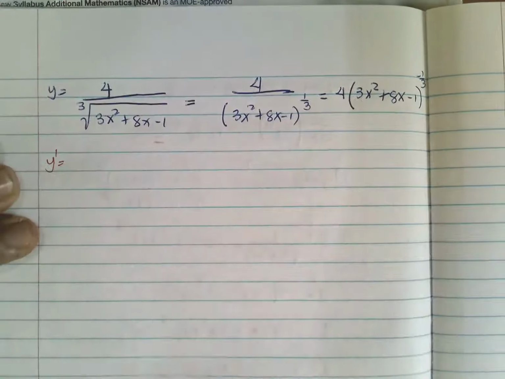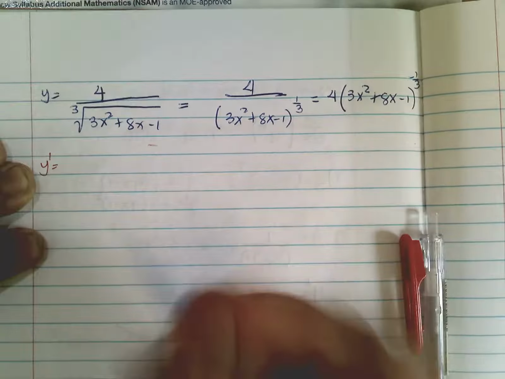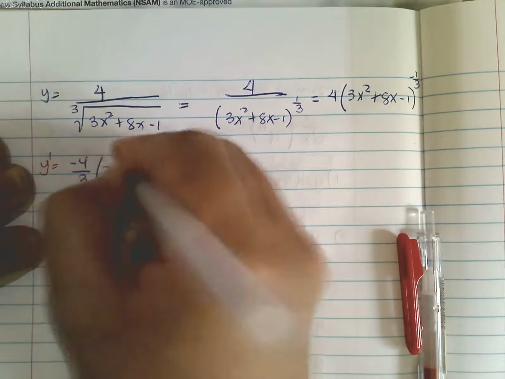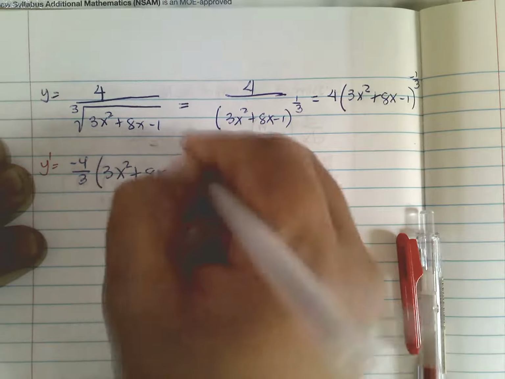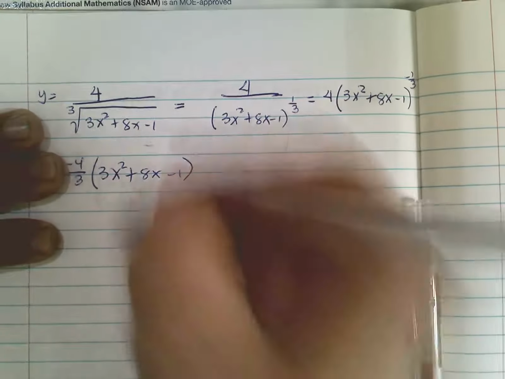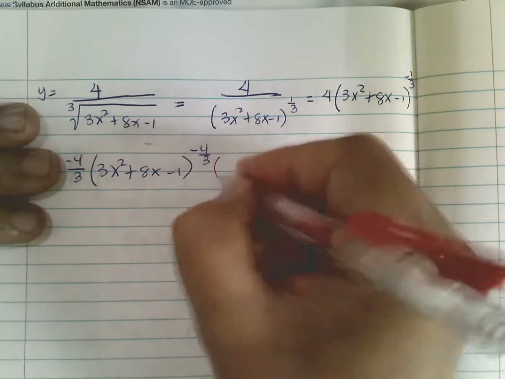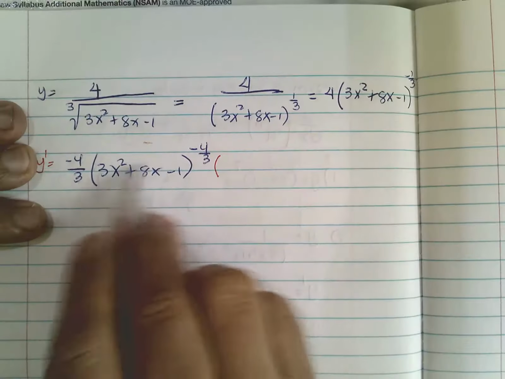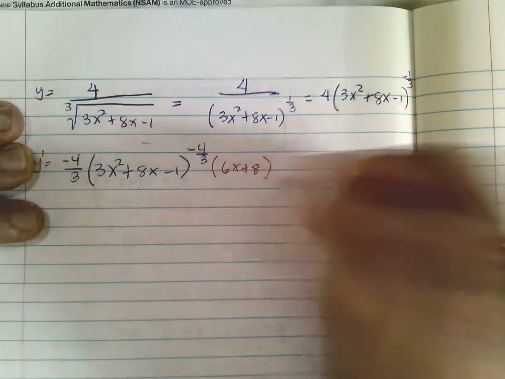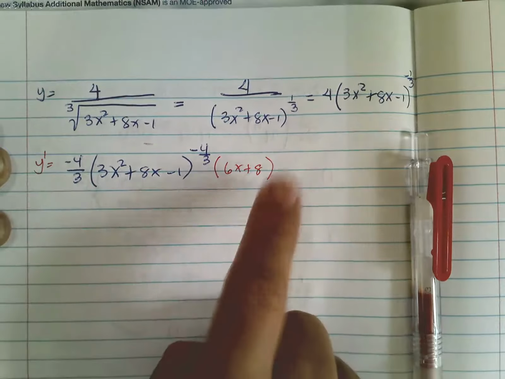Now we are ready to find the derivative. So that is now negative 1/3 times 4 is negative 4 over 3. Then you copy that one, 3x squared plus 8x minus 1. Right? Negative 1/3 minus 1, that's actually negative 4/3. And don't forget, this is the usual mistake. You need to take the derivative of inside. So you have now 6x plus 8. So that is now the final answer. You cannot simplify this further.